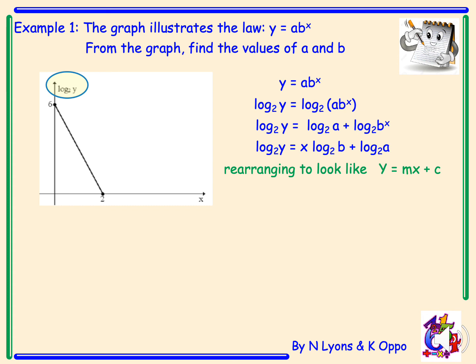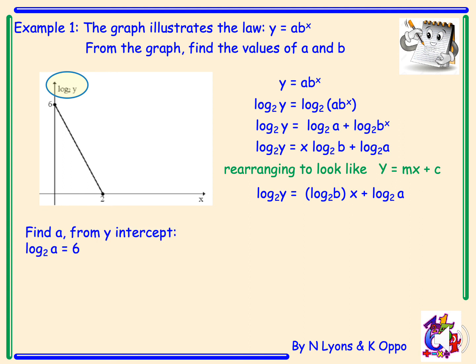And if we just switch around and rearrange our log to the base 2 b of x, we can then do our comparison. So in order to find the value of a, we know that log a to the base 2 is equal to the y-intercept, which is equal to 6. So 2 to the power of 6 is equal to a, so a must be 64.